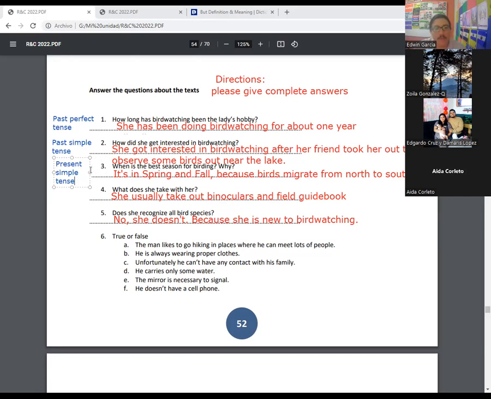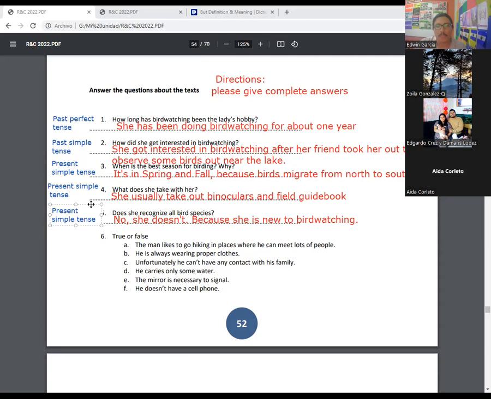And now tell me, what about number 4? Tell me about the tense, the verbal tense. Okay, one more time. Present simple. That's correct. It's present. And number 5? Simple past. Past perfect tense. No, one more time, present simple. Remember, present simple.